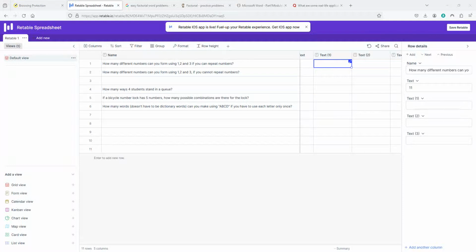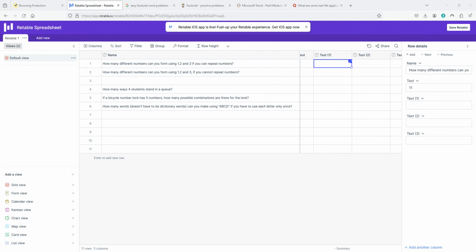Okay, hello everyone. Today we are going to look at a new concept. It's called factorial. Do you know what a factorial is? For example, 3 factorial is 3 times 2 times 1. 5 factorial is 5 times 4 times 3 times 2 times 1, and so on and so forth.